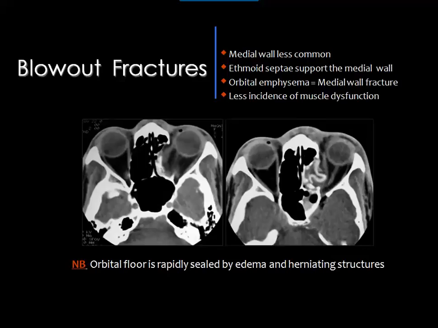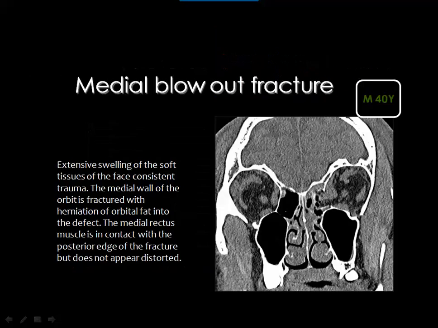Sometimes the blowout fracture will affect the medial orbital wall. Then the medial orbital wall will be fractured, and the muscle that will be entrapped here is the medial rectus muscle. And you see here the medial rectus muscle is markedly displaced within the ethmoidal air cells.